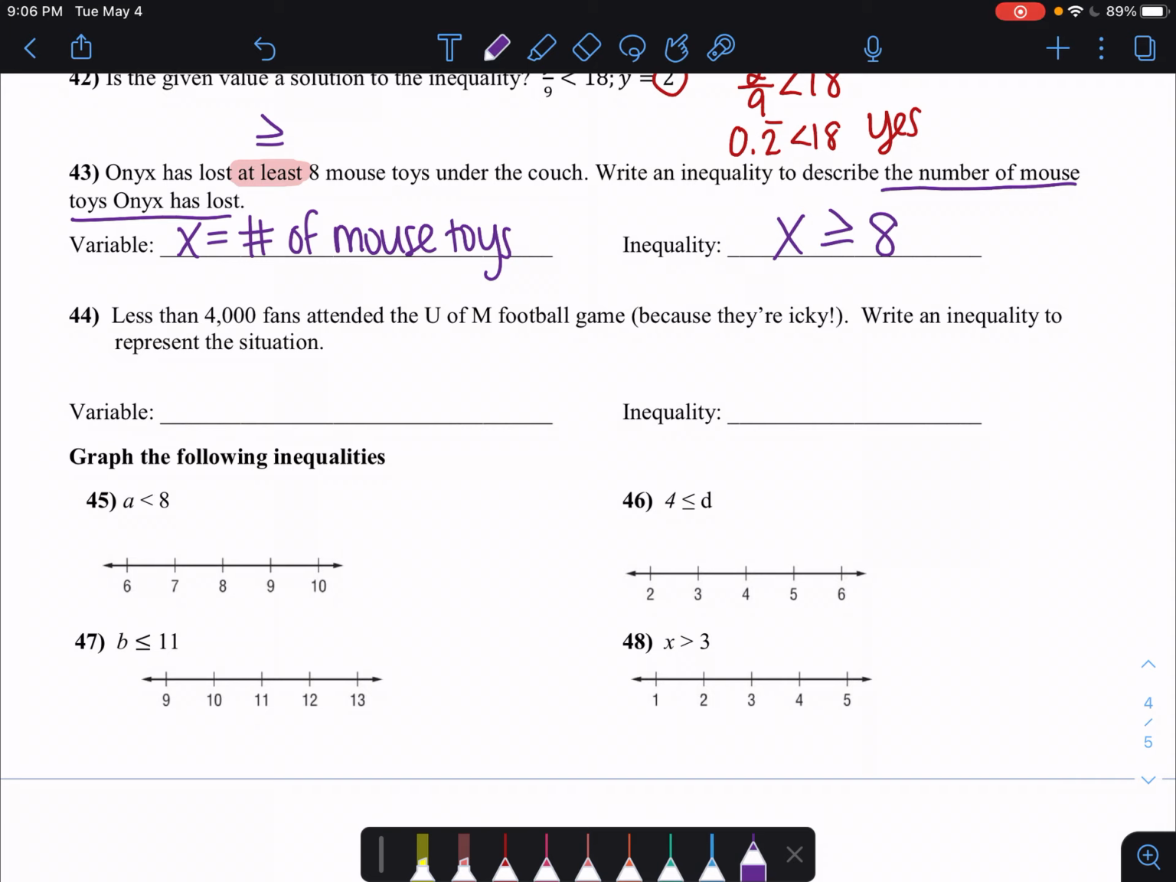In number 44, it says less than 4,000 fans attended the U of M football game. Write an inequality to represent this situation. In this situation, my variable is going to be the number of fans. For my inequality, I'm going to use less than because it says less than 4,000 fans. And then I'm going to have x is less than 4,000.